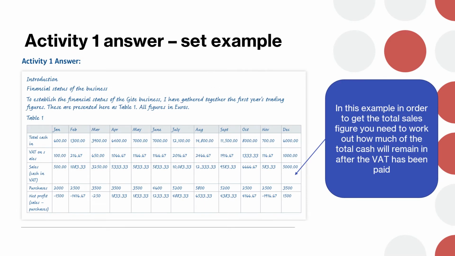Now, in this answer example, we can see that they have worked out what they want in the report. So it gives us the total cash in, the VAT, the sales, the purchases, and then their net profit. Now, in this example, in order to get the total sales figure, you need to work out how much of the total cash will remain in after the VAT has been paid.